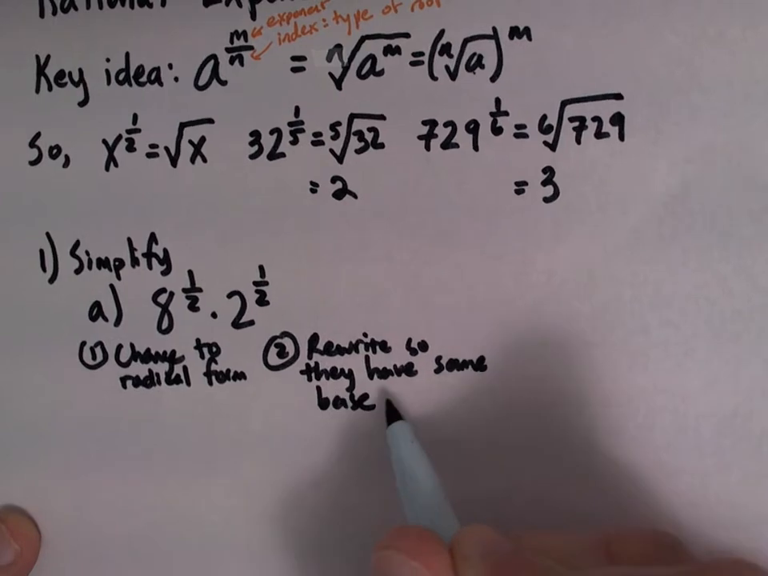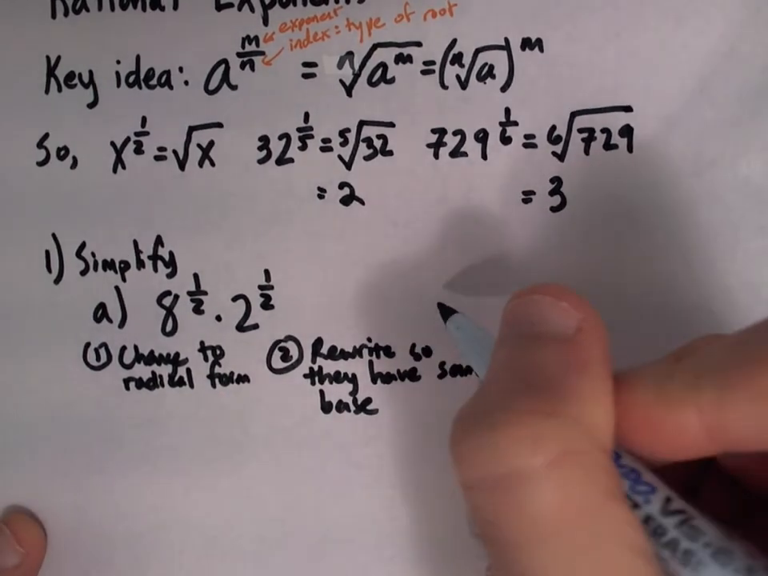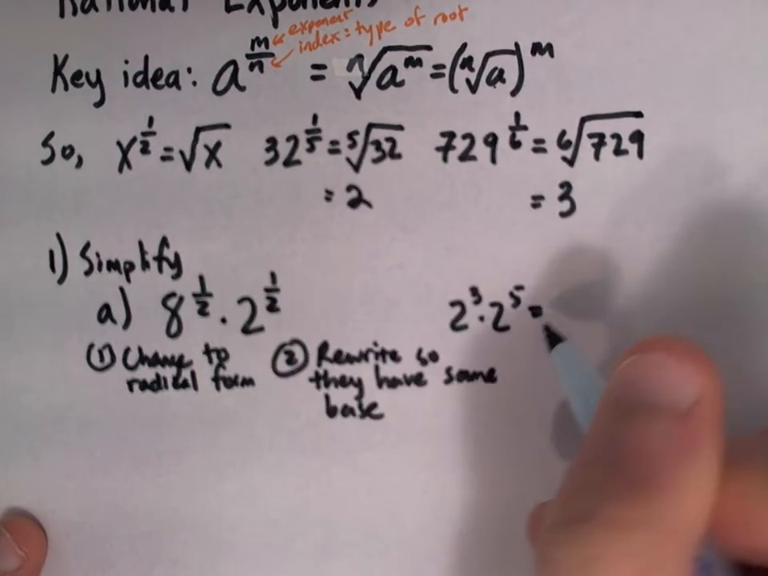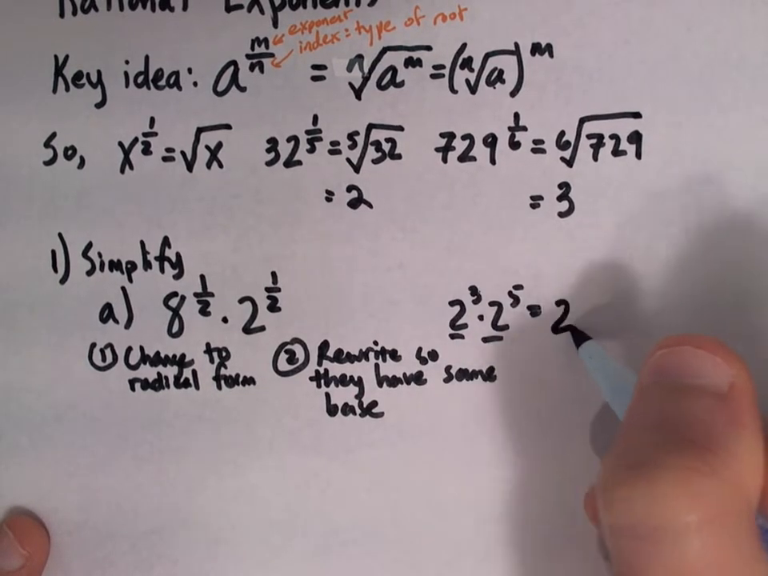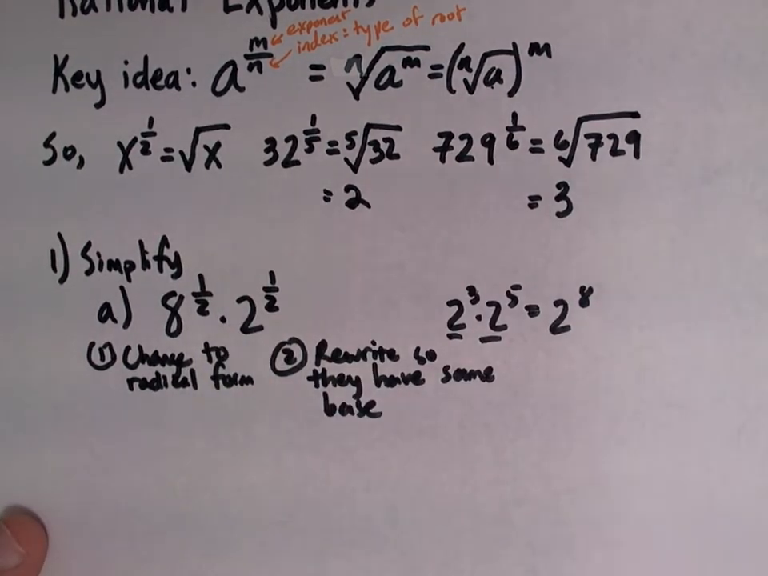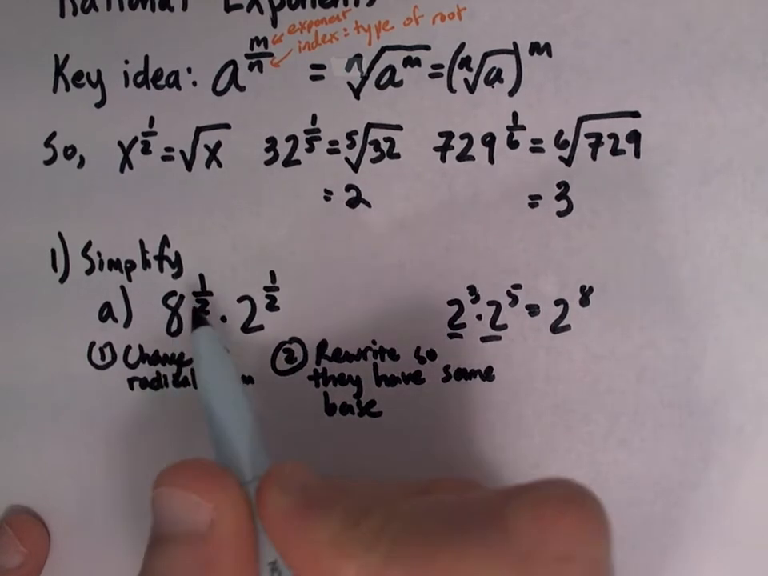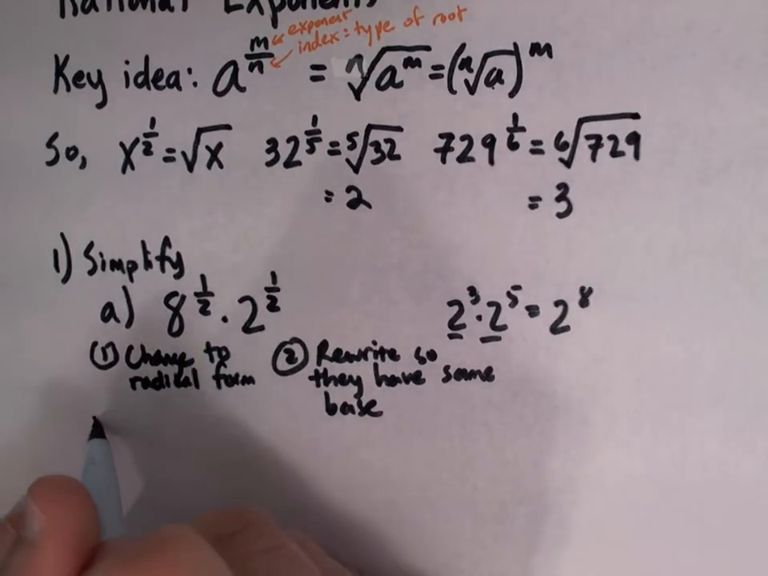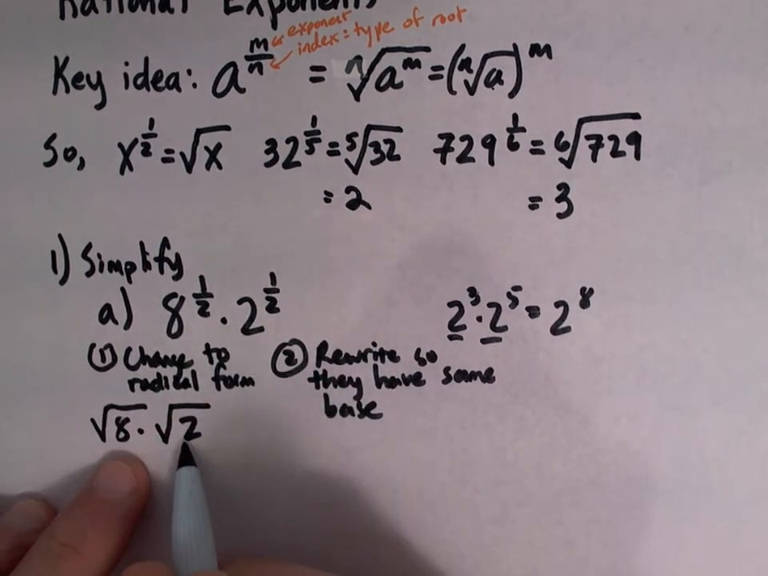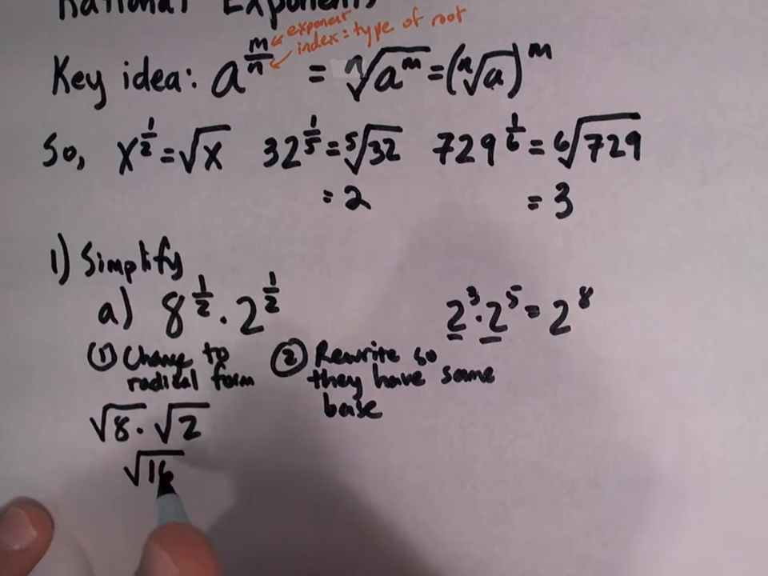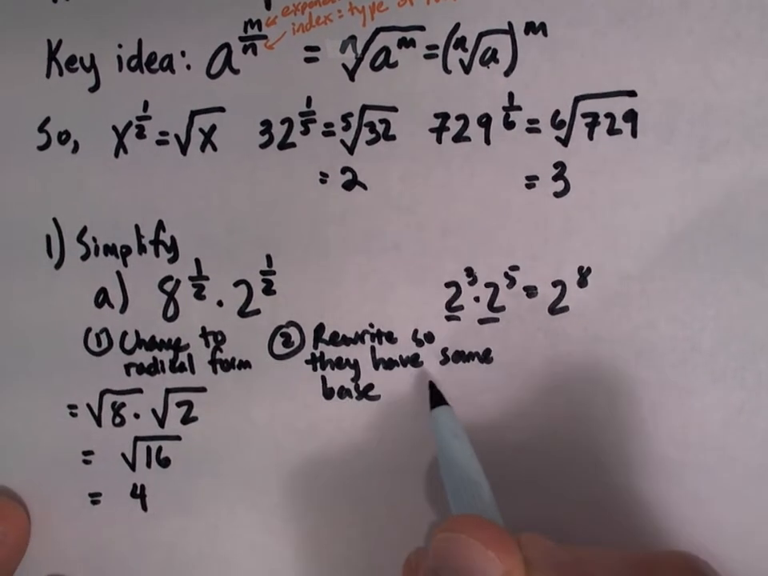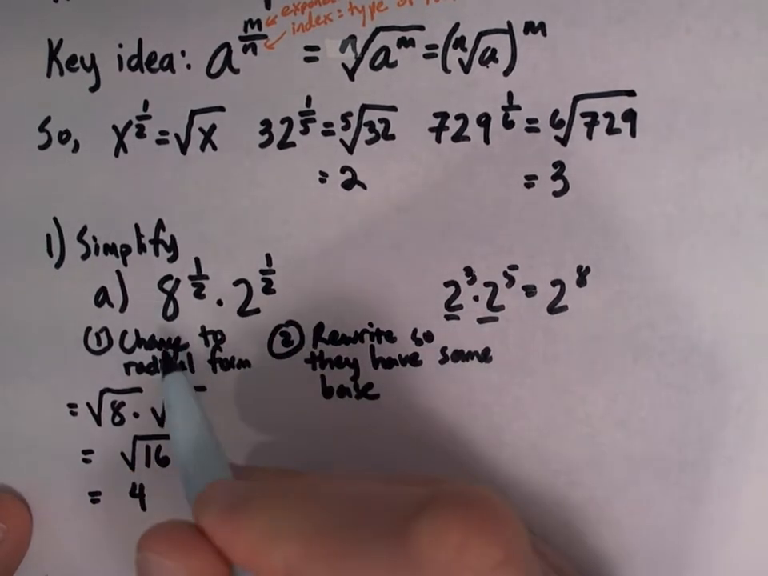And for method 2, why do we care about that? Well, if I have the same base, remember, if I have like 2 to the 3rd times 2 to the 5th, you can just add these numbers up and you get 2 to the 8th. So if I can rewrite these so they have the same base like 2, then I can just add those exponents. So first, method 1, if I change these to radical form, this is going to be the square root of 8 times the square root of 2. That's the square root of 8 times 2, that's the square root of 16. So that equals 4.